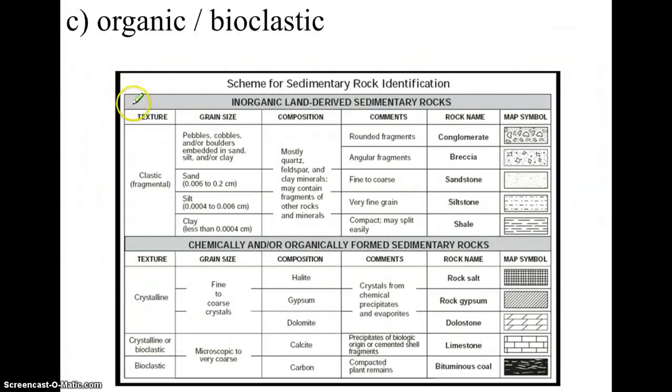Now the final type of sedimentary rock are the ones that are formed organically, which basically means from living things. And we describe their texture as being bioclastic. So bio means life, clastic means pieces, so pieces of living things. And the two rocks we have that form this way are limestone, which mainly has calcite in it, and bituminous coal, which is made of carbon. So limestone, when it's formed this way, is formed from cemented shell fragments that are clumped together.